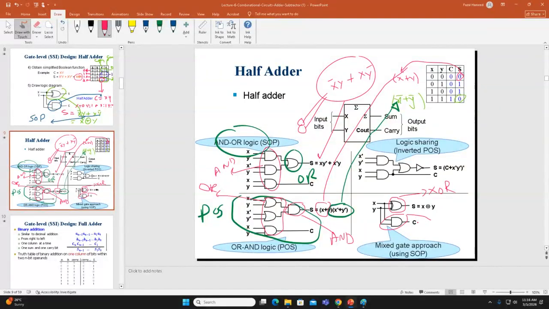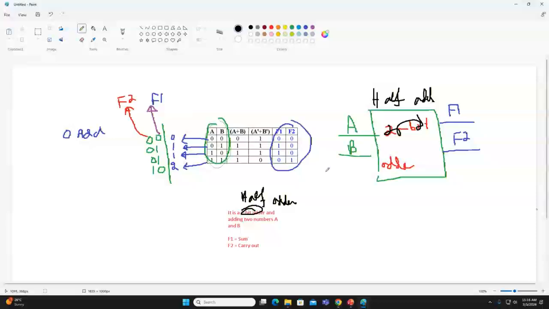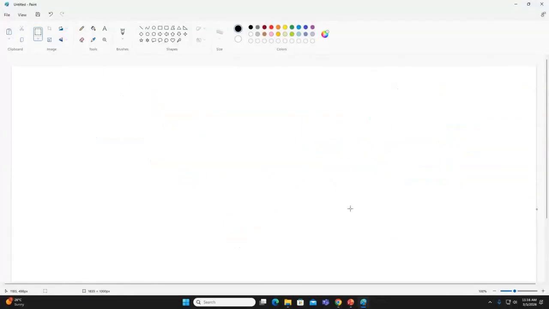So there can be a lot of implementations for an adder. So now can you see here what I'm going to do? This is now tricky. Let's assume there can be a lot of implementations. If you look at this adder, now let's assume this adder. Is this the POS implementation or SOP implementation? Can you tell me?